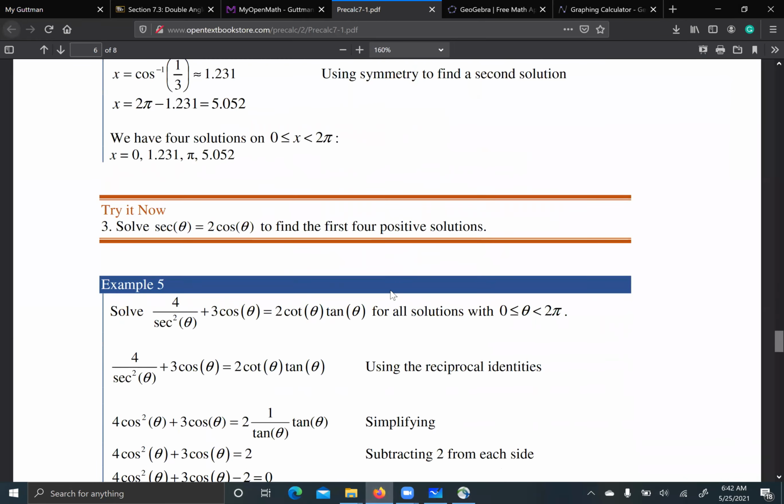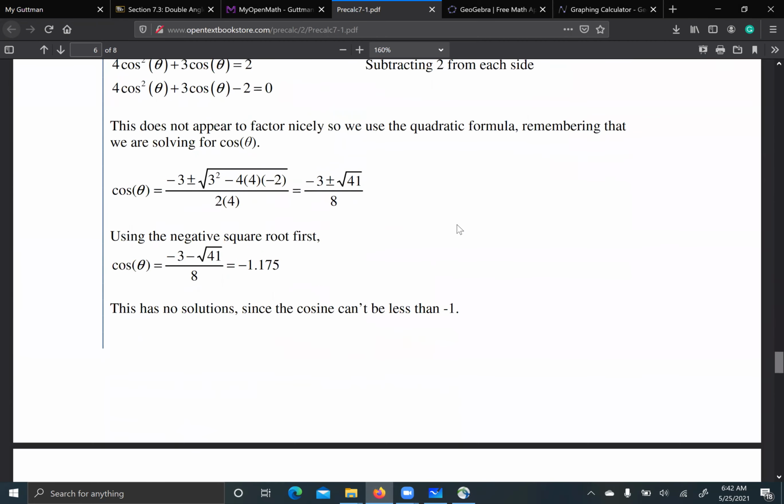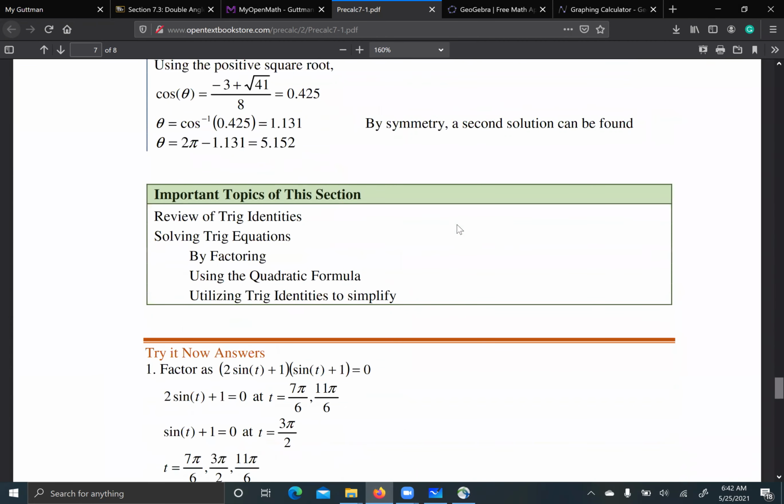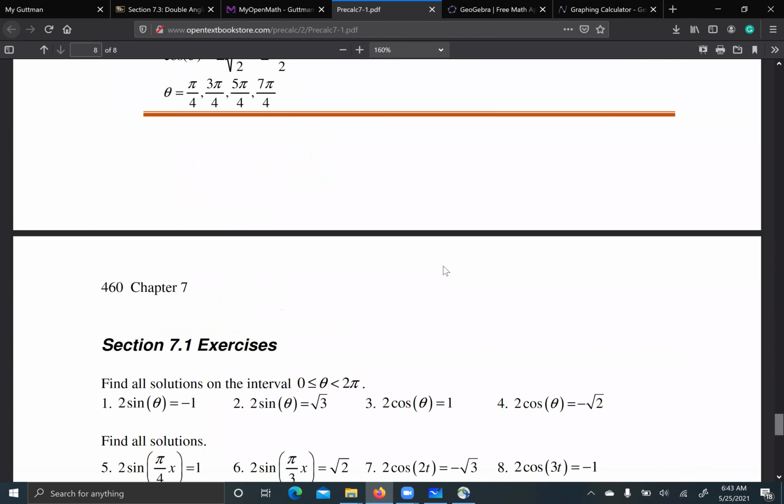So I think I leave example 5 to you. I think you got the idea. Just use the trig identities and then solve this equation. That's it. You just need to review the trig identities and then use them in combination with factoring, using the quadratic formula, and then simplifying in order to solve this equation.